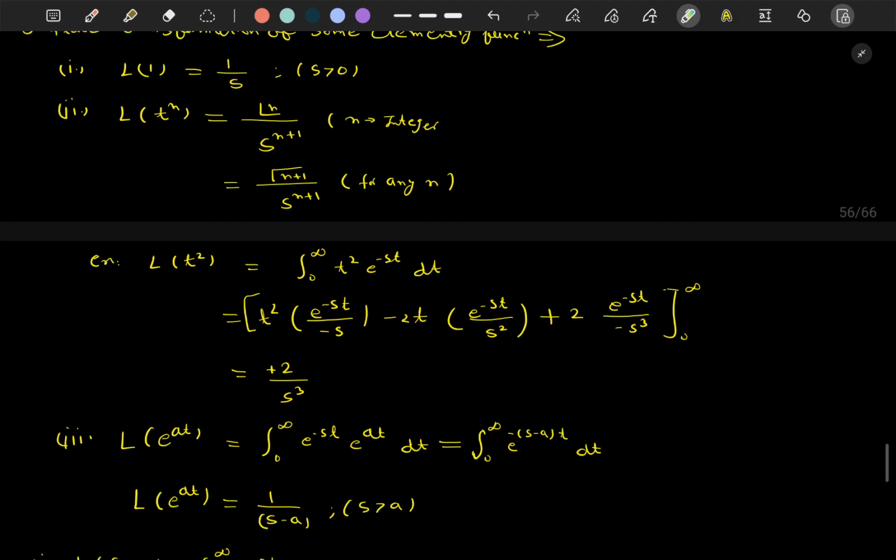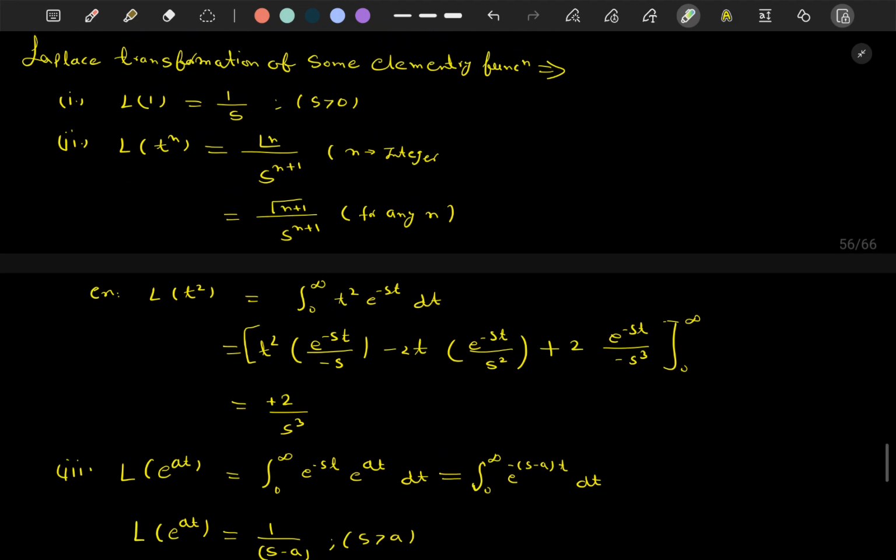Now these are some transformations we have to remember in order to solve the equations. Constant function 1, then Laplace transformation is 1 by s. Second, if function is t raised to power n, then Laplace transformation of t raised to power n is factorial n divided by s raised to n plus 1. Remember that, where n is integer, and if n is not integer, then gamma n plus 1 by s raised to n plus 1.